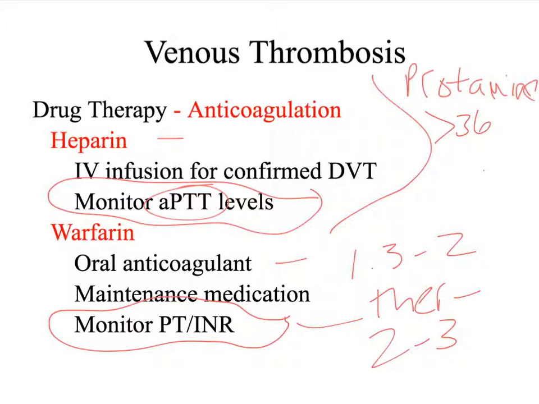Antidote for warfarin is vitamin K. So that's an easy one to give. So in the event that their INR gets maybe around 5 to 6, we might have to give them a dose of vitamin K to counteract the effectiveness of the warfarin, because their blood is too thin.